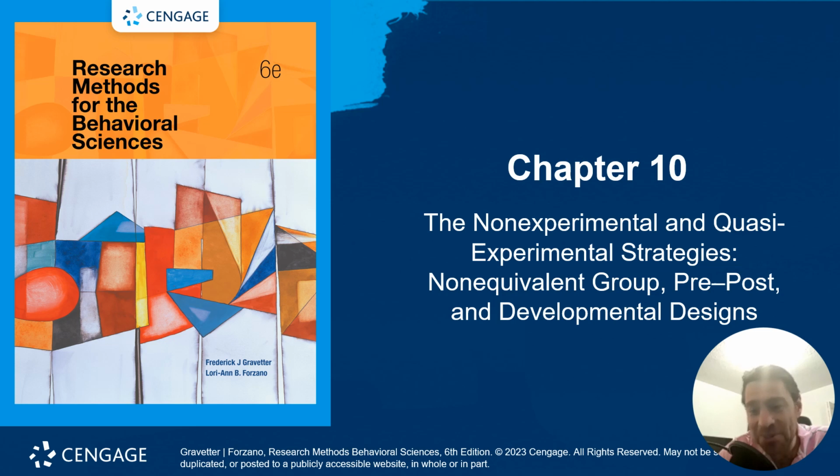Now, as you may imagine, there are many situations in which manipulating the independent variable is either impossible or highly unethical. In which case, you have no choice but to conduct a study that in some ways falls short of a true experiment. So this chapter covers these other what are called non-experimental or quasi-experimental strategies that again fall short of a true experiment.